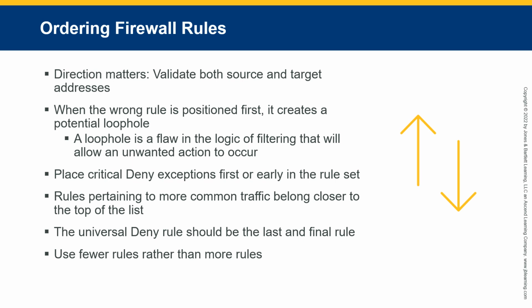One other thing, you want to put rules pertaining to the most commonly used, highest used traffic near the top also, because once a packet hits a firewall and the rule is processed and allows, it doesn't have to keep using cycles to evaluate all the rules in the system. Once it hits an allow rule, the traffic is allowed to go out, and we're allowed to move forward. Again, let me reemphasize this: the universal deny rule should be the last and final rule.